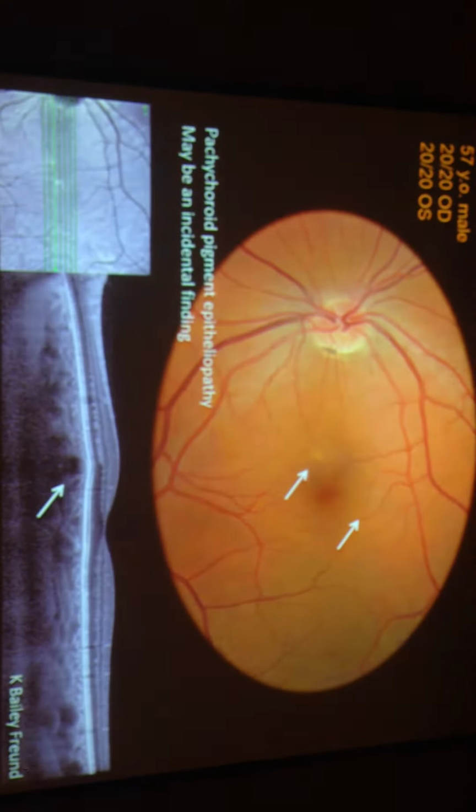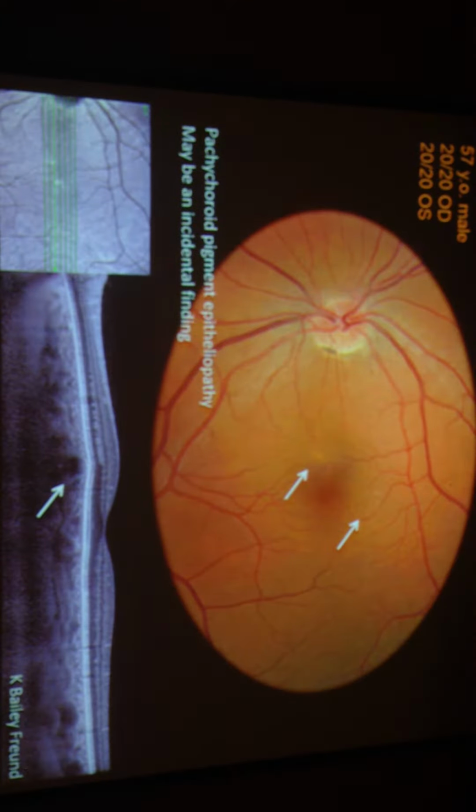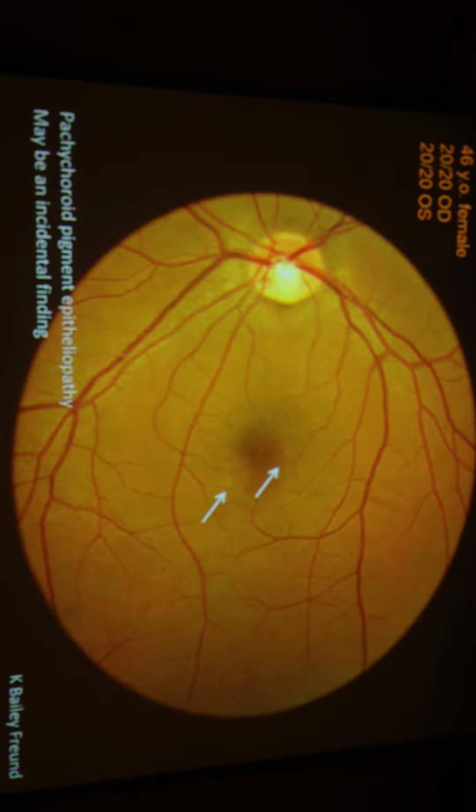So pachychoroid pigment epitheliopathy may be an accidental finding. Sometimes you just notice patients with non-specific RPE changes. And it can also occur in fellow eyes of patients with central serous chorioretinopathy, and you find that they have dilated vessels and very thick choroids underneath the area of the RPE changes. And most of the time they have very good vision, and they are most of the time asymptomatic.